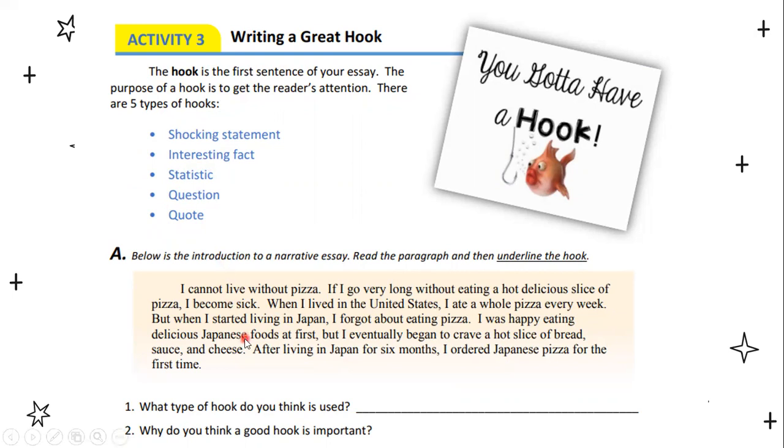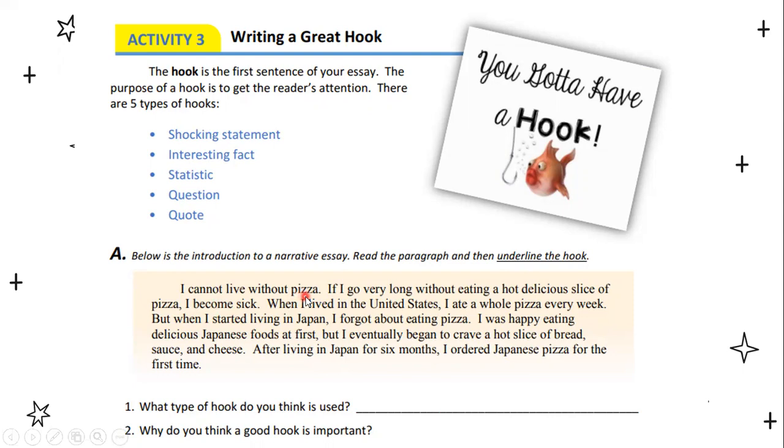So here we have part A, an introduction to a narrative essay. You have to read it and underline the hook. So take your own time and do it on your own. So let's read it now together. I cannot live without pizza. And then we have the rest. We know for sure the first sentence is the hook. So, I cannot live without pizza.